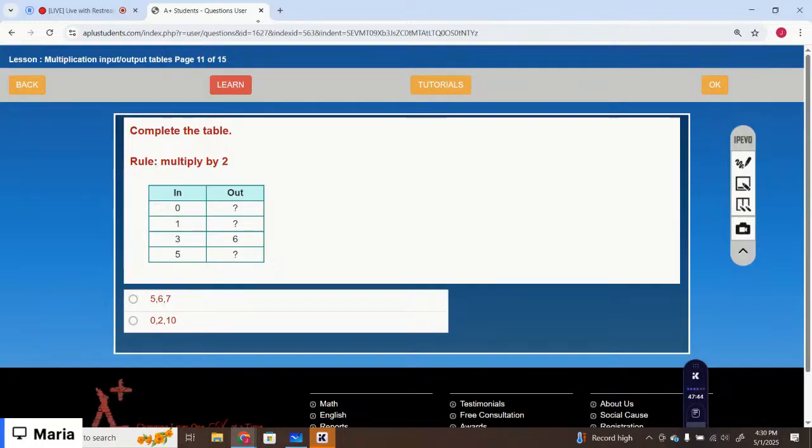Complete the table, multiply by 2. So the correct option is option number 2. Okay, you can complete the lesson by yourself today. Let me just move on to the next lesson.